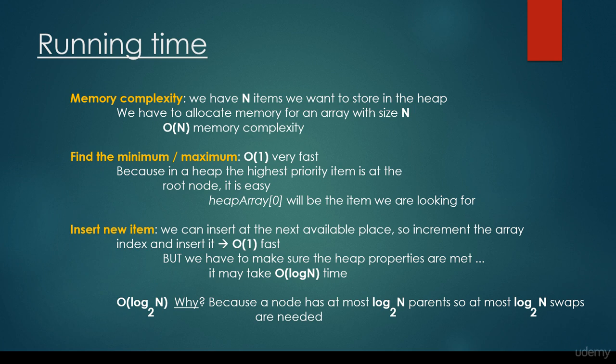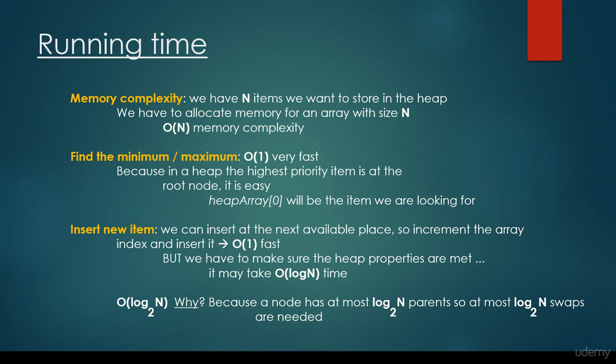What about inserting new items? We can insert at the next available place in the one-dimensional array, so basically we just have to append it at the end of the array, so increment the array index and insert it there. It's very fast, O(1). But it's very important that on every insertion we have to make sure that the heap properties are met. What are the heap properties? This is what we have been discussing in one of the first lectures, that for example the tree-like structure has to be complete. Then, for a maximum heap, the parent has to be greater than the children. For a minimum heap, the parent should be smaller than the children.